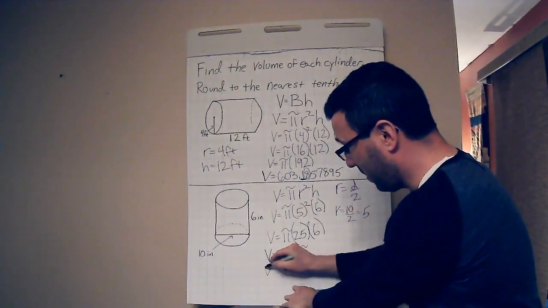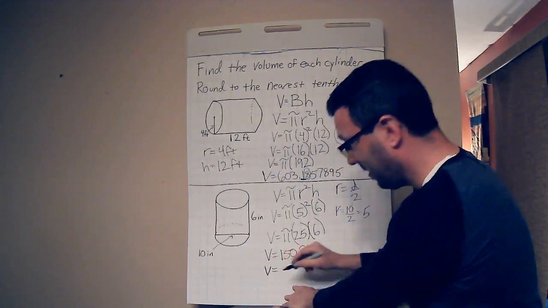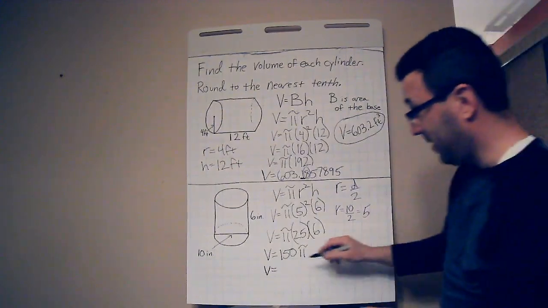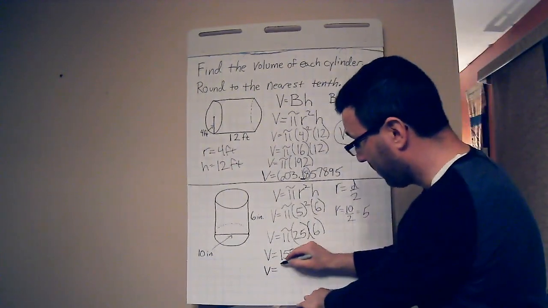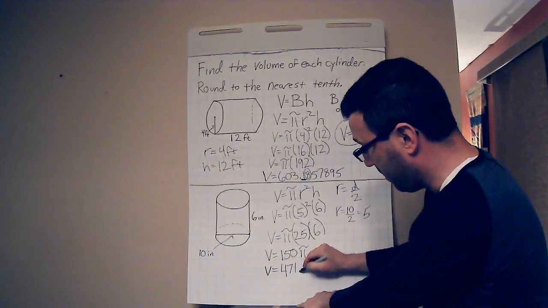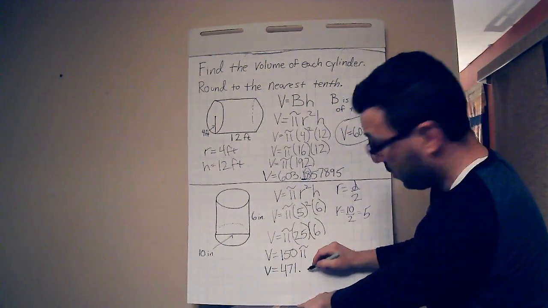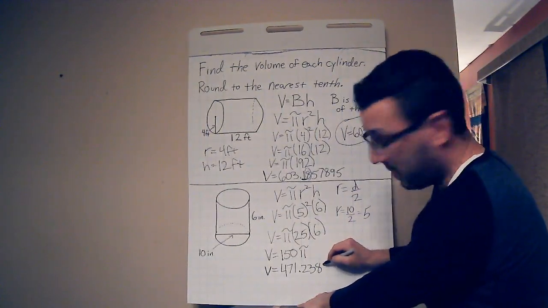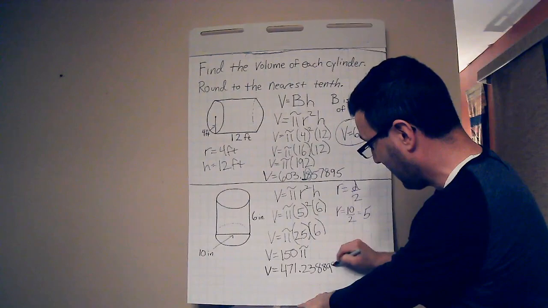This is another one, so I have to do 150 times pi. So when we do this, 150 times pi is 471.23898.